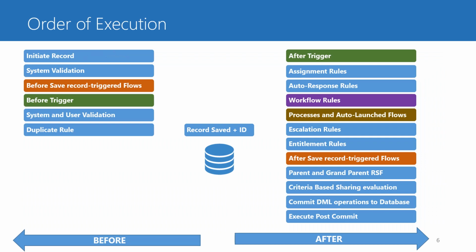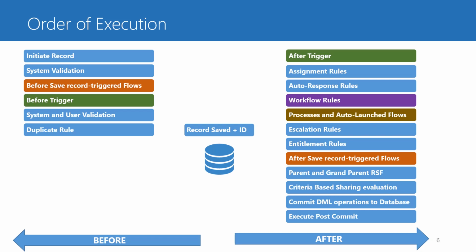This is the same, but in a graphical format that you can print and review offline. As we can see here, we have 6 events before saving the record and getting the ID, and then we have many more events that happen after saving the record and getting the ID. Again, saving and getting the ID does not mean that the record is committed to the database, as failures may happen during these execution steps. For that, the record gets committed on the commit DML operations to database, which is at the end. Anything before saving and getting the ID is considered before save.